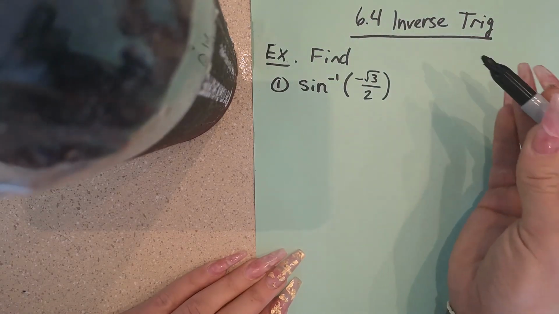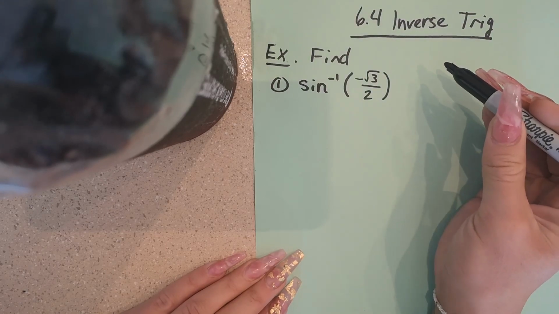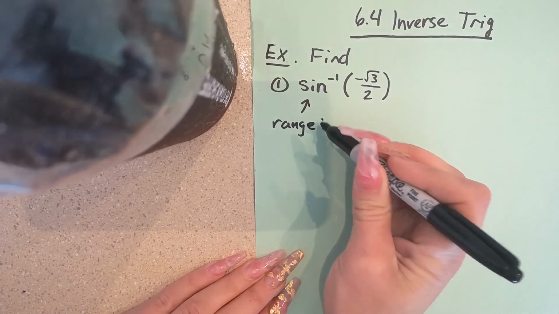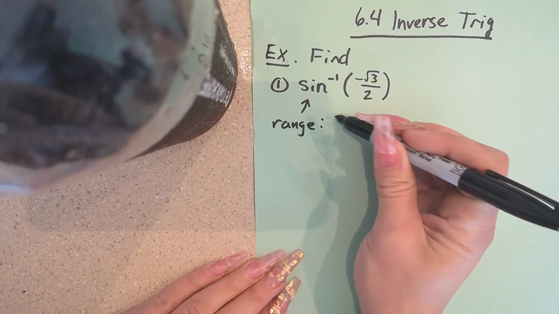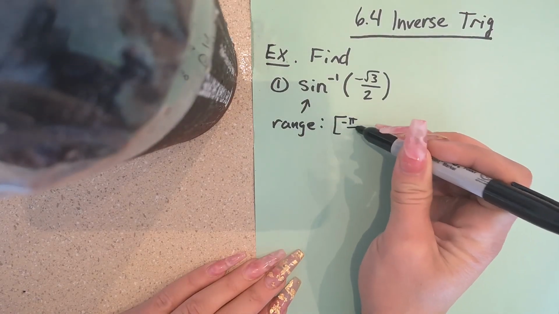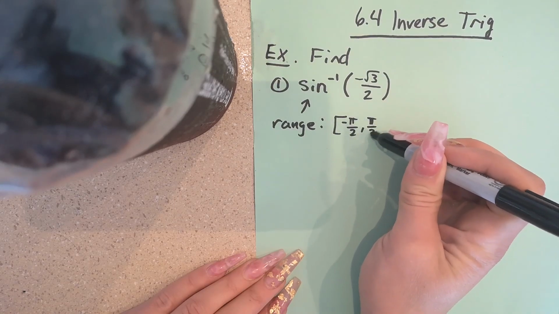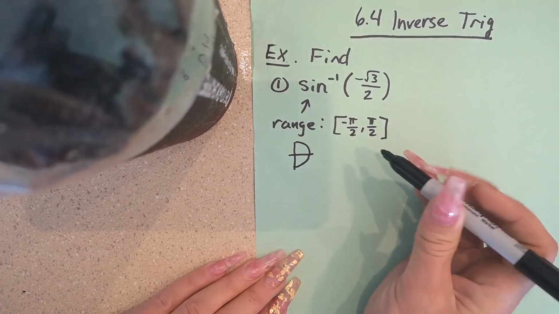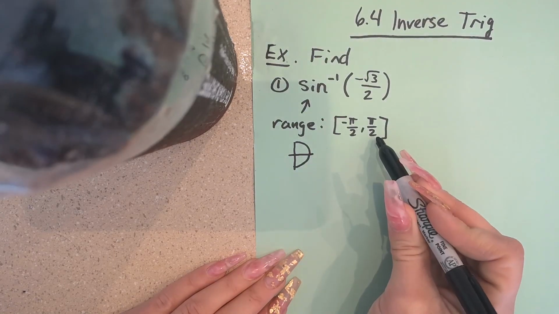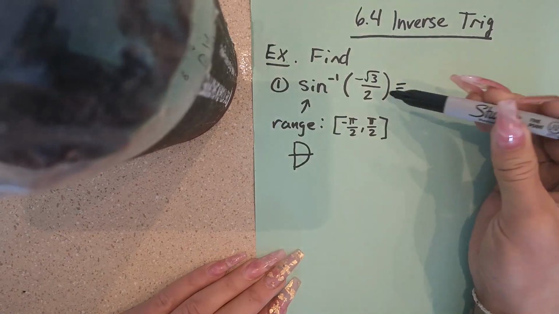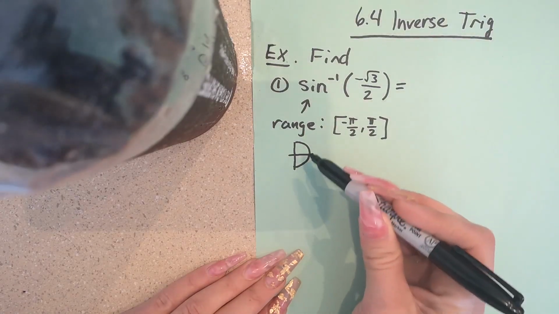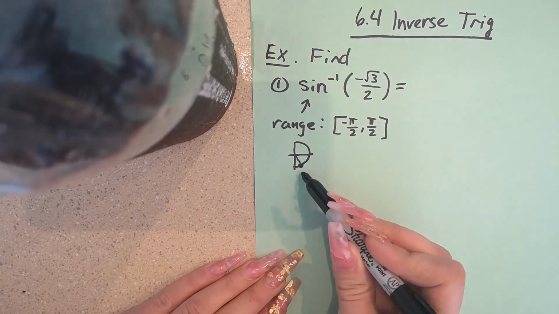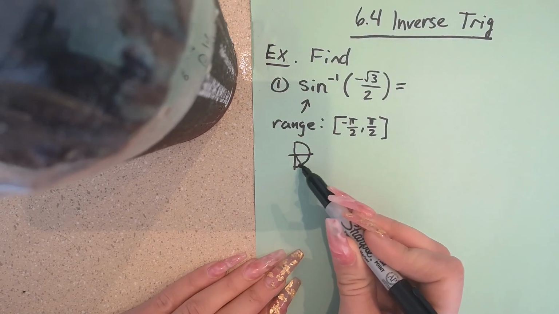So the first thing I had to do was remember the range of this guy. Remember, inverse sine is going to give me an angle on the right side of the circle, in other words, something in between negative half pi and positive half pi. So I'm saying, tell me the angle on the right side of the circle that has a sine of negative root 3 over 2. So it would be this guy here.